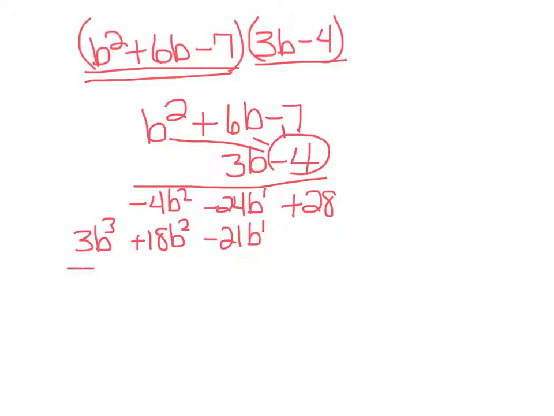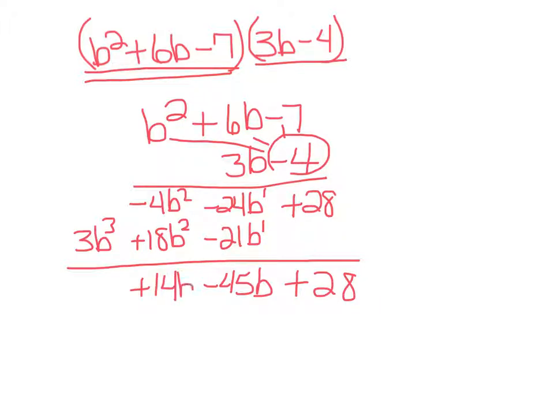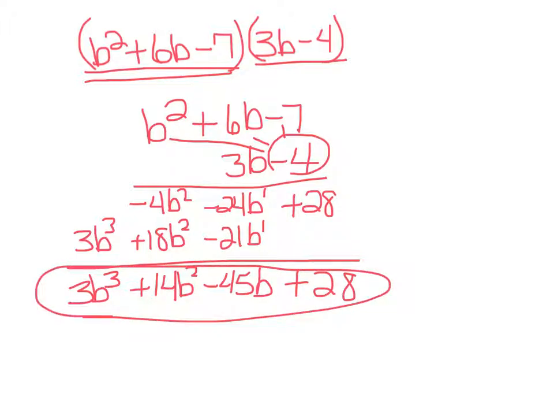And just like in elementary school, when we first started multiplying, then you add your 2 rows. Okay, there were no other constants to go with your 28, so that comes straight down and is 28. Negative 24b minus 21b is negative 45b. Negative 4b squared plus 18b squared is positive 14b squared. And then we have no other term to go with our cubic, or to the term that's to the 3rd, and that's our final answer. 3b cubed plus 14b squared minus 45b plus 28.